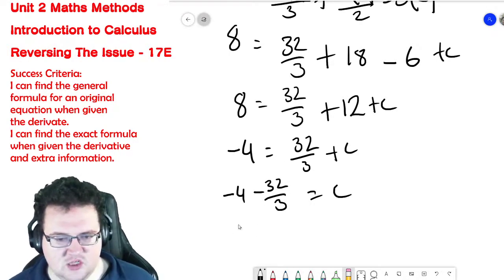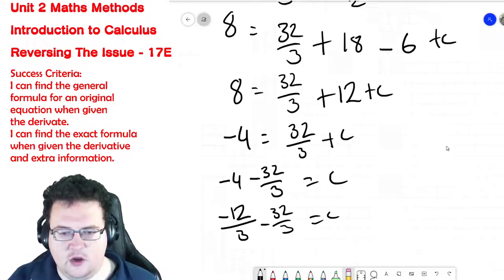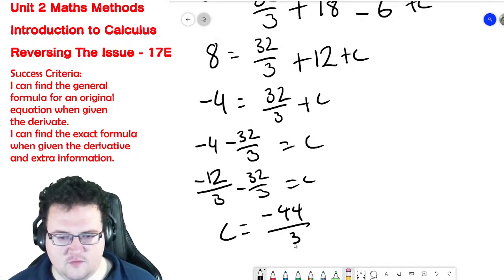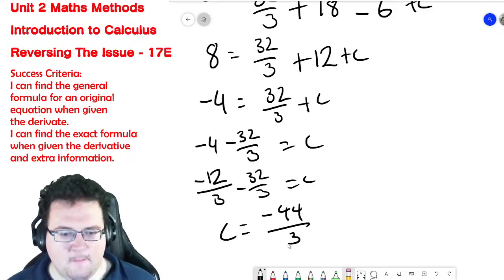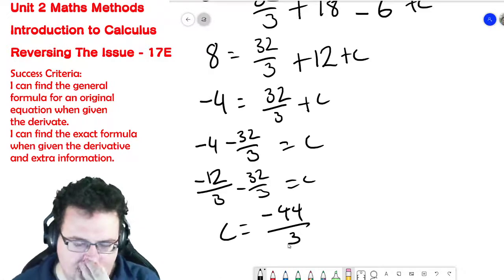So the way this is going to work out is I need to convert this minus 4 to a fraction over 3. So that's going to be minus 12 over 3 minus 32 over 3. And that's therefore going to become, c is going to be equal to negative 44 over 3, which doesn't simplify down, but it's about 15. It's a little bit less than 15.